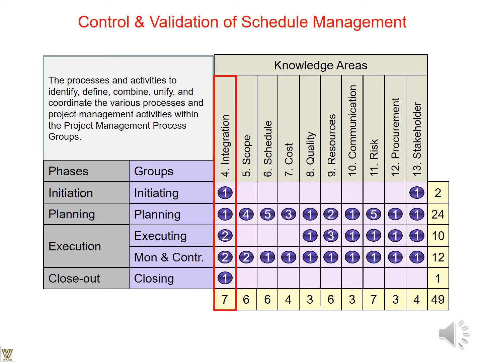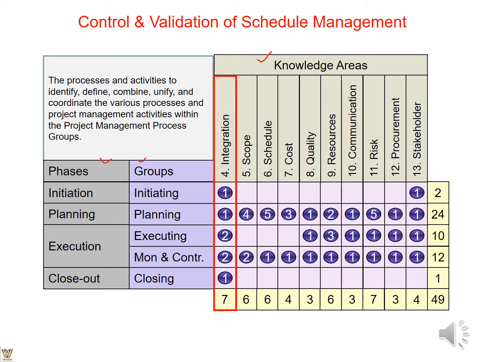So we will start with the integration part of it. There are three areas that we have already spoken of: the knowledge areas, the phases, and the groups. So first and foremost, we'll start with integration. It's the activities that identify and combine different attributes all together. Please understand, this is what the project management phase is all about.